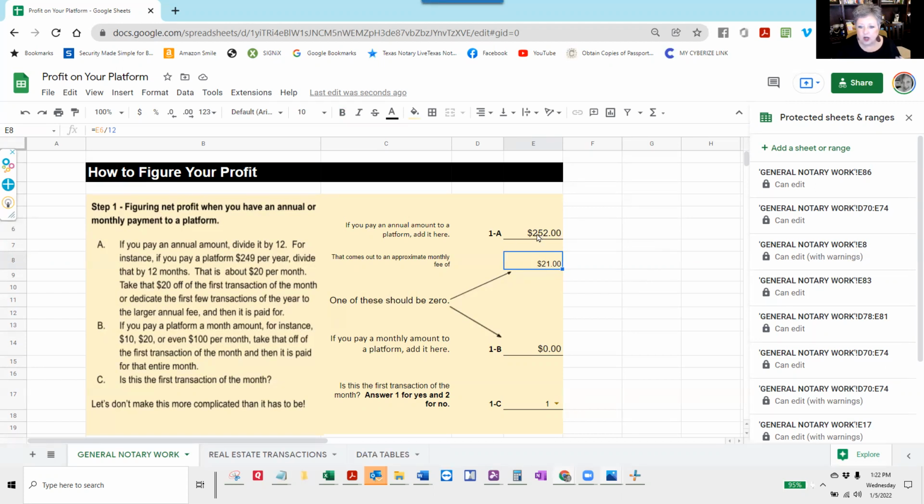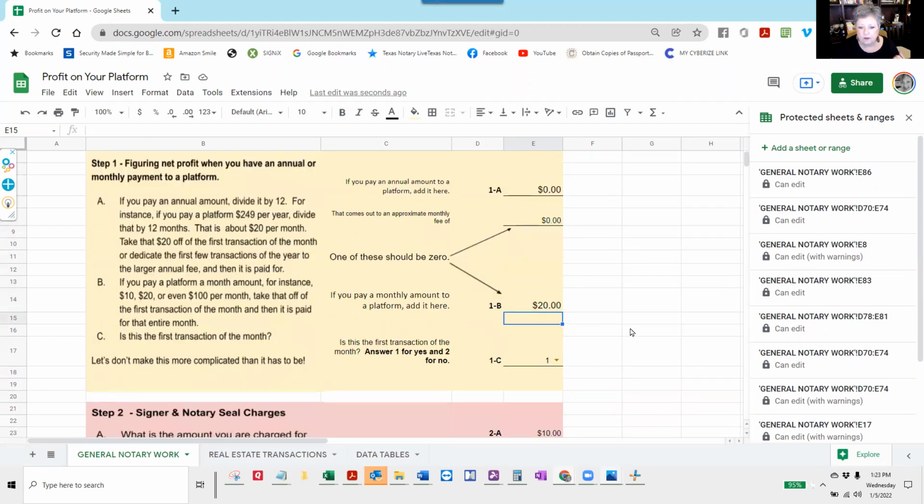Now, you're not going to have both a monthly fee and an annual fee. So if you are on a different platform, you're going to have a fee of maybe $20. Some are 10, some are 30. So we're just going to put 20 in there though.